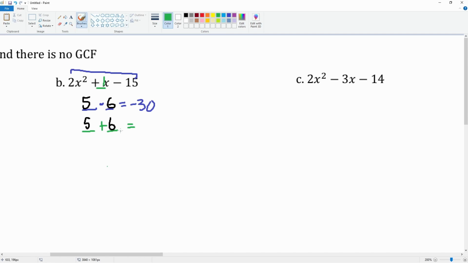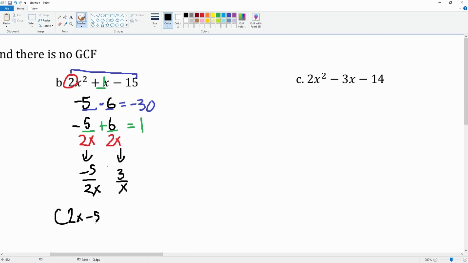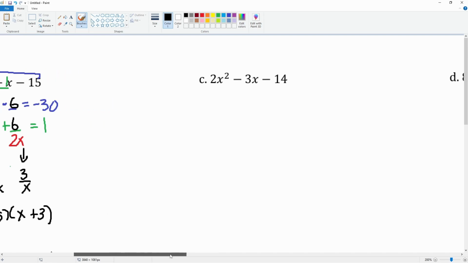Okay. And then that's only possible if there's a negative 5. Negative 5 times 6 is negative 30. Negative 5 plus 6 is 1. Then divide by 2x. Let's simplify. The first one cannot simplify. Negative 5 over 2x. This does simplify into 3 over x. We're left over with 2x minus 5, and then x plus 3 would be its factors.